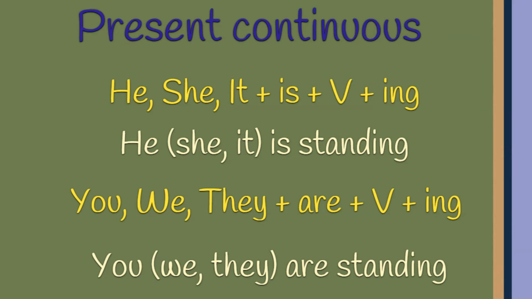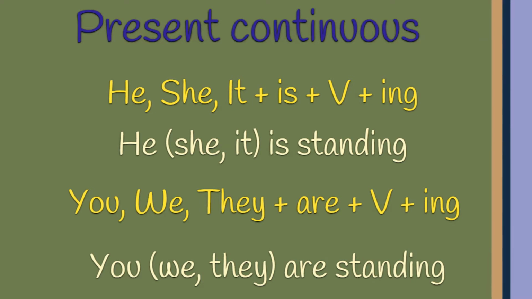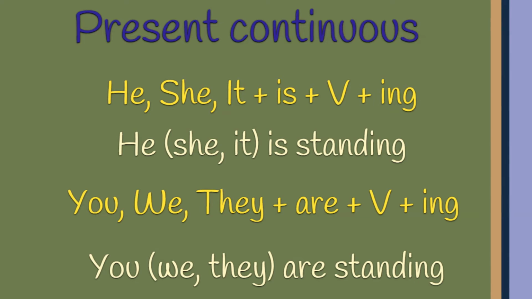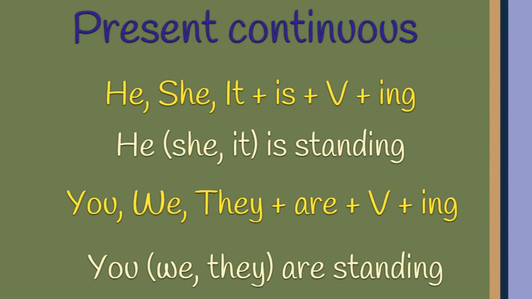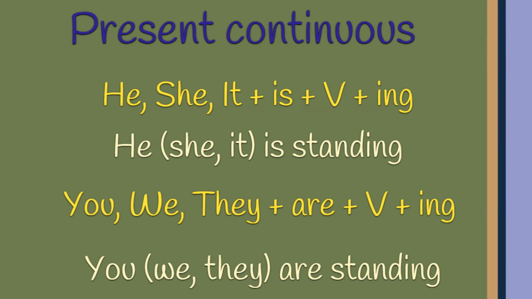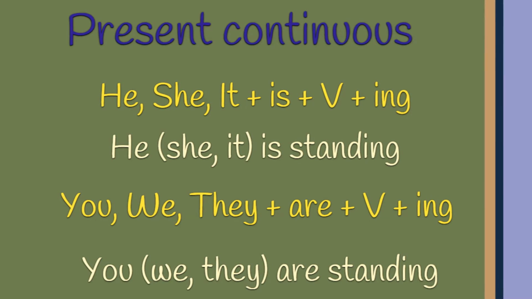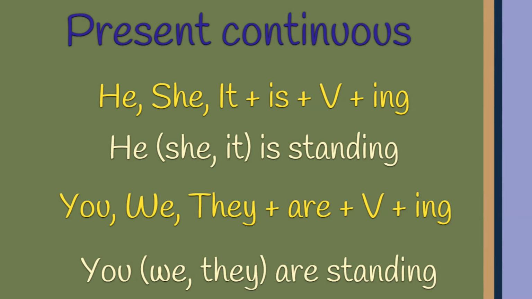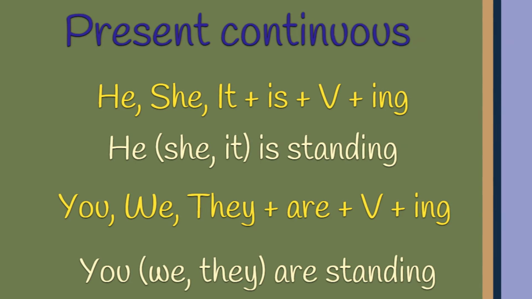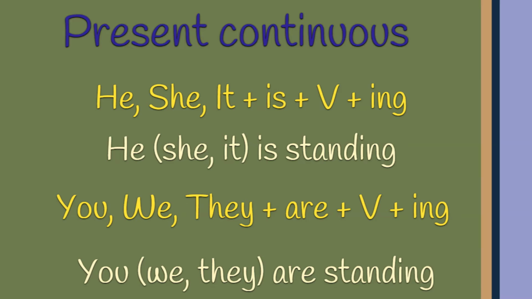In the present continuous tense, when you are talking about anything using nouns or pronouns such as he, she, it, you must add an auxiliary verb is as well as an ing ending to the action verb you are going to use. He is standing. When you are talking about anything using nouns or pronouns such as you, we, they, you must add an auxiliary verb are as well as an ing ending to the action verb you are going to use. You are standing.